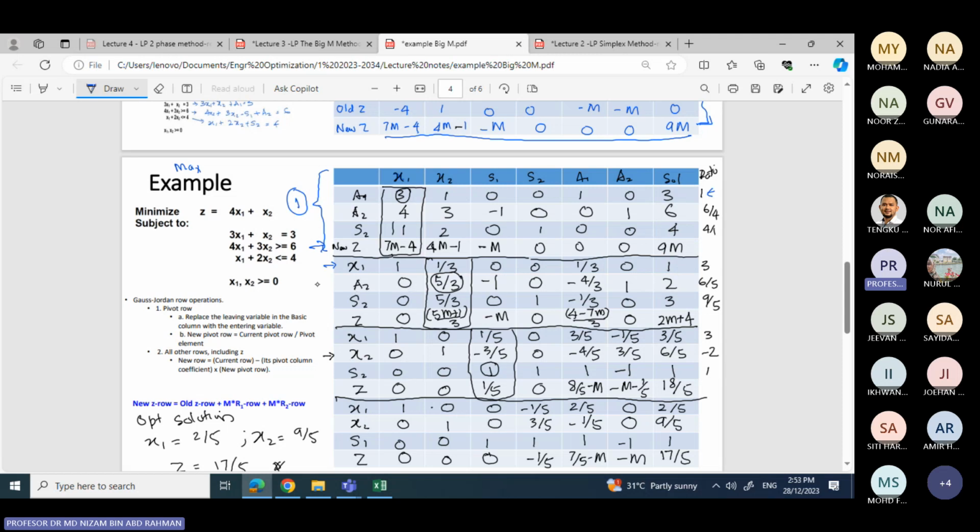And then for the rest, you use these rules for all other rows, including Z. You use these Gauss-Jordan rules, right? So basically, for example, for this one, a current row, which is 4, minus its pivot column number, which is 4, times the new pivot row number, which is 1. So basically, it becomes 0. 4 minus 4 times 1 becomes 0. You do the same thing for all the values in here. Okay?